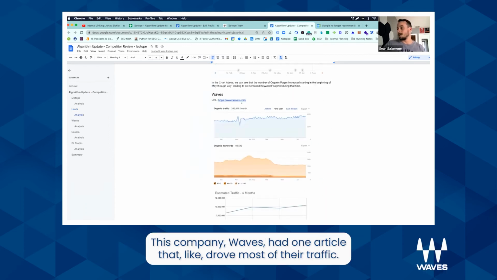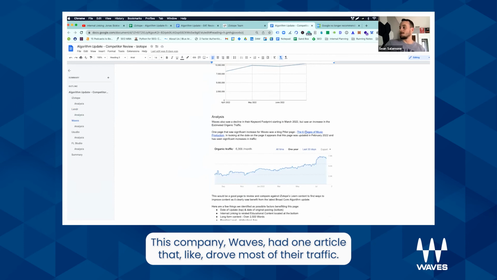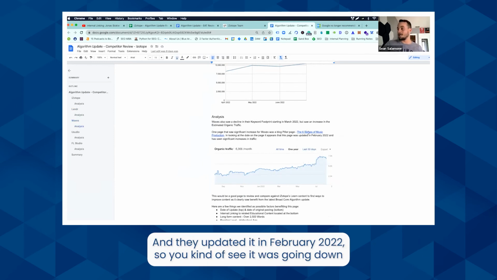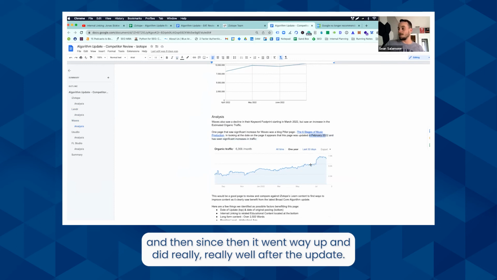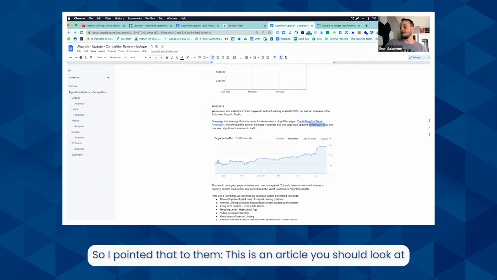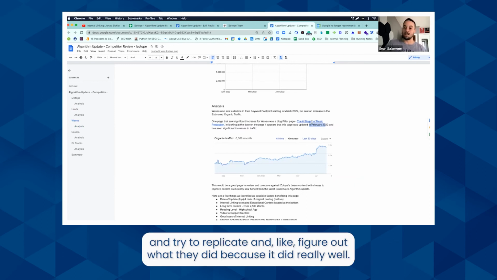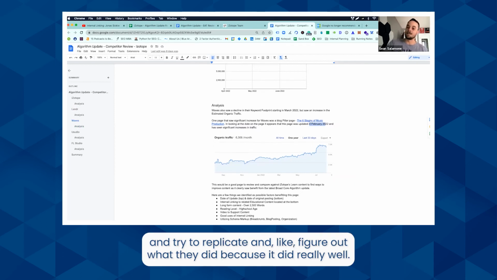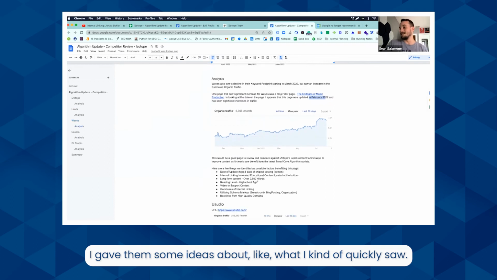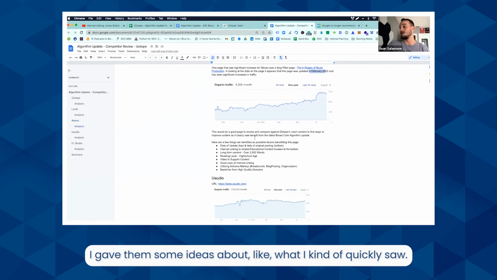This company Waves had one article that drove most of their traffic and they updated it in February 2022. You can see it was going down, and then since then went way up and did really well after the update. So I pointed that out to them as an article they should look at and try to replicate, and figure out what they did because it did really well. And I gave them some ideas about what I quickly saw.